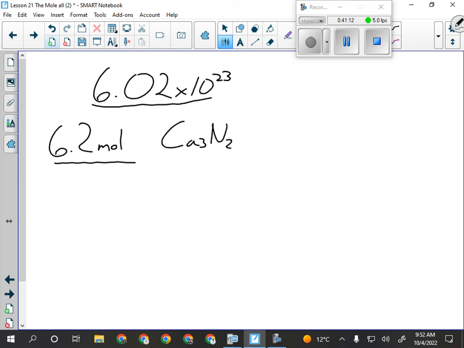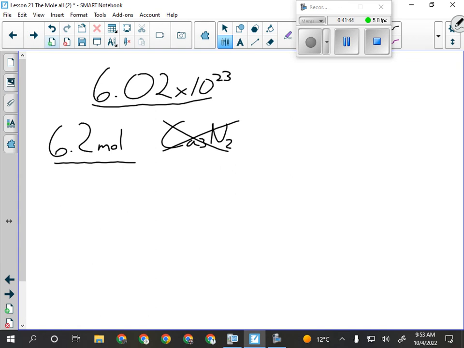Remember that Avogadro's number is like 12 is to a dozen. So if I want to figure out how many particles, I take the number of moles, I multiply by Avogadro's number. In fact, for this question, I could have picked any material I wanted. In 6.2 moles of anything, there's 6.2 times 6.02 times 10 to the 23 particles. Doesn't matter what the material is, there's just going to be that many particles.